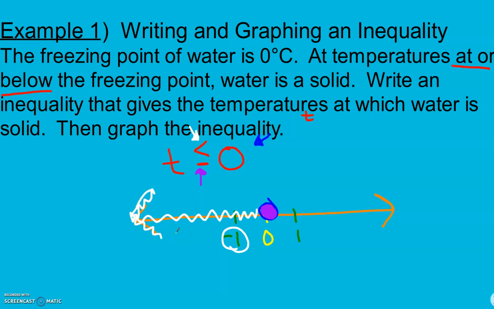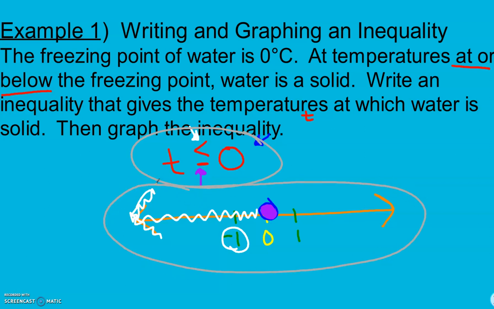-1 is less than 0. So we shade on that side. So my inequality is here, and my graph is there.